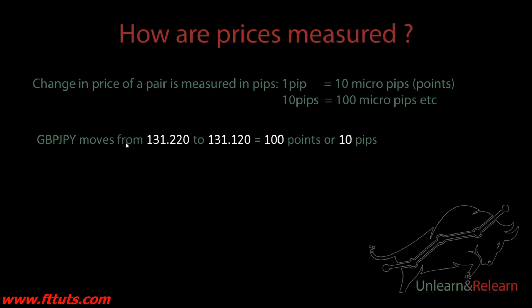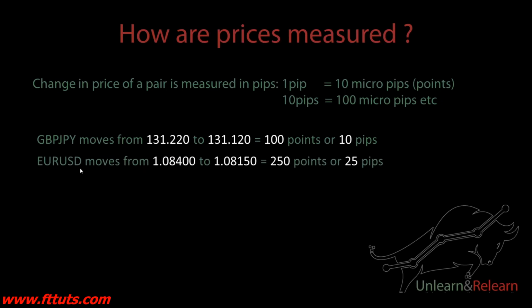But if you had a sell order at 131.220 and price moved to 131.120, now you're going to be in positive 10 pips. Some people are very, very new, so this is very important here. This is how you measure pips, right? You're subtracting the numbers, you're getting the 100 points, and then you're dividing it by 10 to get 10 pips.